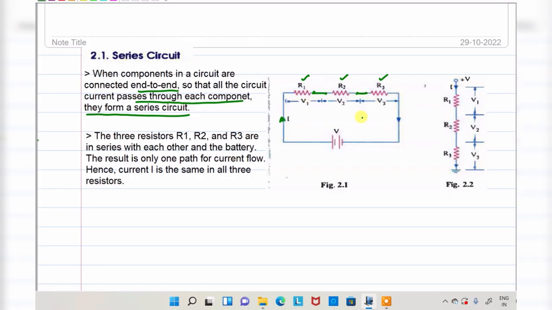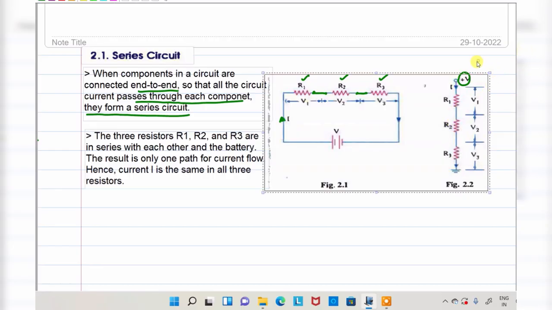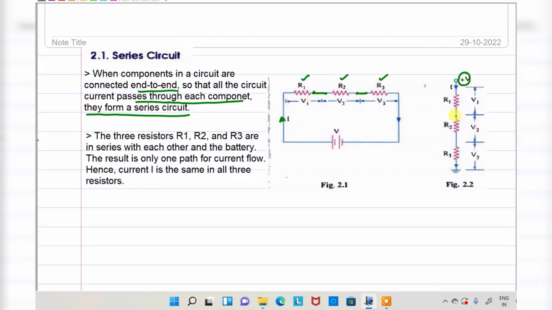Okay, in the same circuit here, one end is connected to the supply and the other end is connected to the ground. In this case also, the current flowing through all the resistors is the same. One end of the wire is connected to the second end of the first resistor. Here also, the second end of the second resistor is connected to the first end of R3. So this is also called a series connection.